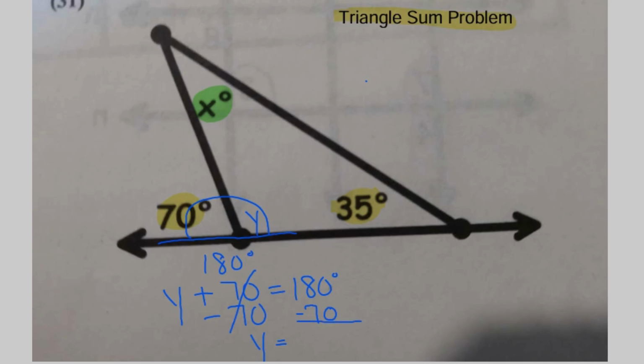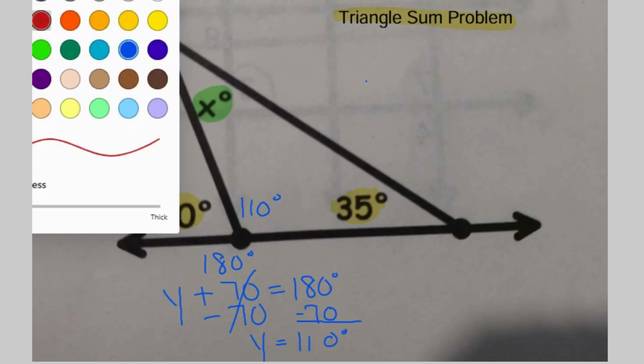And once we subtract, 0 minus 0 is 0, 8 minus 7 is 1, 1 minus nothing is 1. So 180 minus 70 equals 110. So now we see that this corner angle here comes to 110 degrees. So now we can use the information that we have now to solve for x.